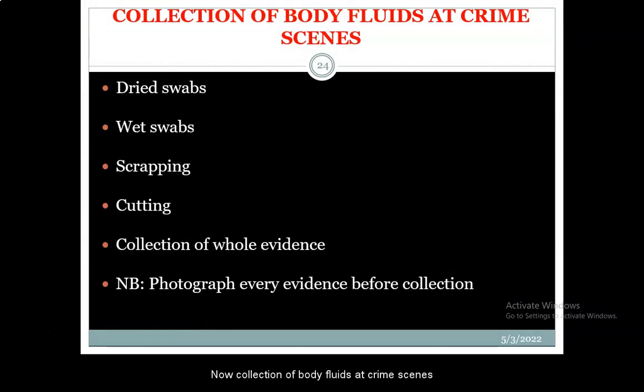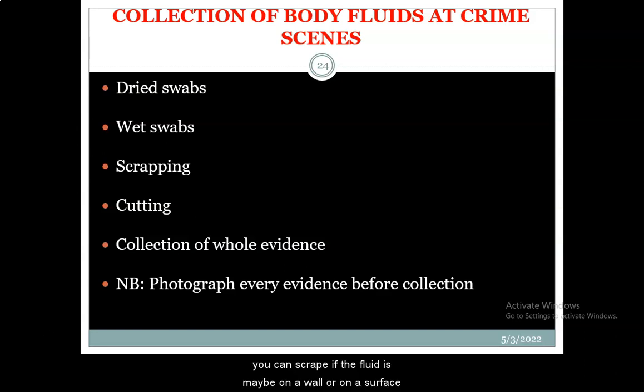Now, collection of body fluids at crime scenes. We've been talking about body fluids. How are they collected at the scene of crime? Because you have to collect them before you can go through the analysis that we've been talking about. You can either use dried swabs, that is, if the body fluid is in its natural liquid form. You can also use wet swabs if you have a dried body fluid.